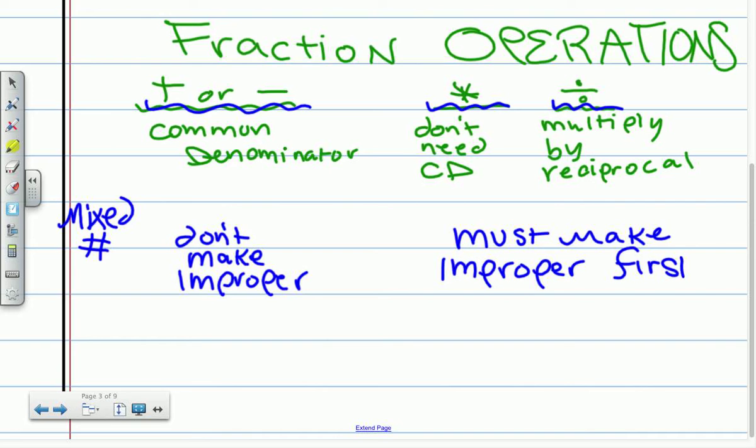Now today all we're talking about is solving equations. Must make improper first, mixed numbers. So when you add or subtract a mixed number, you don't make it improper. When you multiply or divide a mixed number, you make improper first. So it's just extending those operations and our little rules. So many rules for fractions. That's why most of us hate them, because there's just too much to keep track of. But I promise you, you will master it. You really will.